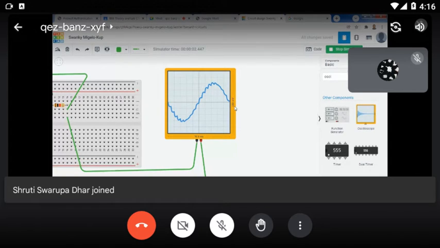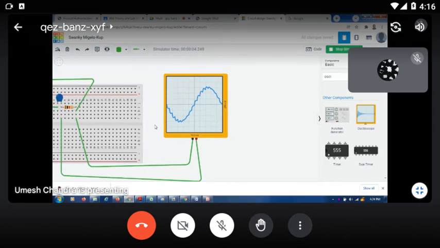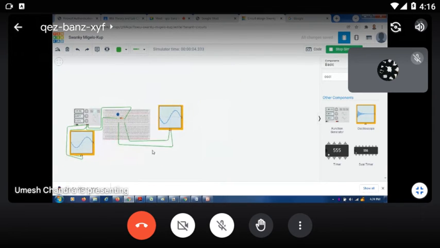Here is 200 millivolts. Each block is 20 millivolt. Then how many blocks does it cover? 1, 2, 3, 4, 5, 6. 6 times 20 is 120 millivolt. When the frequency is high, the output voltage is 120 millivolt.